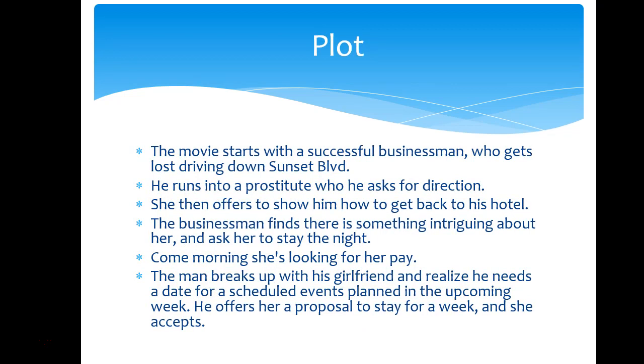The plot starts with a successful businessman who gets lost driving down Sunset Boulevard. He runs into a prostitute who he asks for directions. She then offers to show him how to get back to his hotel. The businessman finds there is something intriguing about her and asks her to stay the night. Come morning, she's looking for her pay. The man breaks up with his girlfriend and realizes he needs a date for a scheduled event planned in the upcoming week. He offers her a proposal to stay for a week, and she accepts.